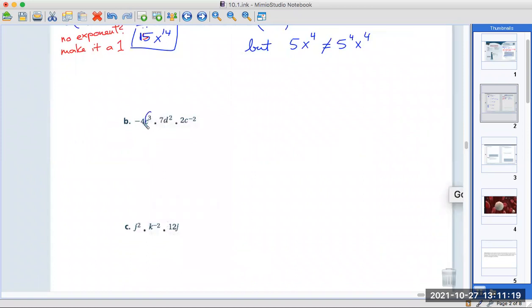Okay, let's look at this one. So we have C, D, and C. You can only combine the ones with the same base. So I'm going to rewrite it. So the C's are together now, so you can see it better. The -4, the 2, and the 7, you need to multiply: -4 times 2 times 7.